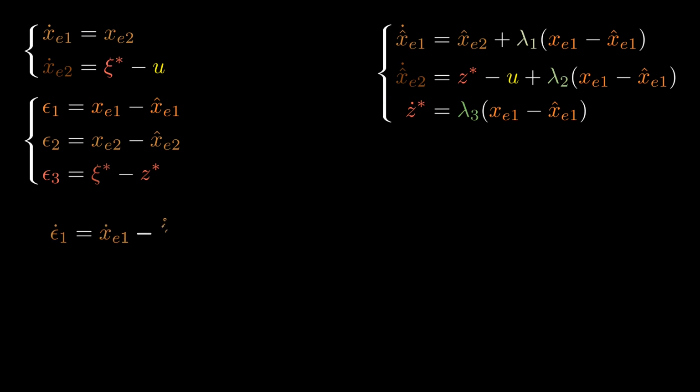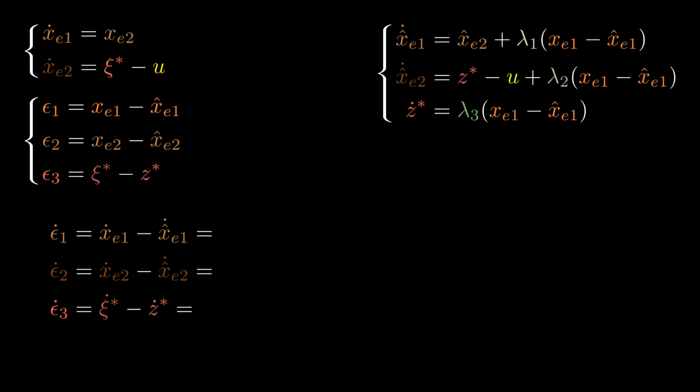How can we tell if epsilons will converge to 0? We can do it by analyzing the dynamics of the system in terms of estimation error variables. If the system is stable, the error variables will converge to 0. I assume you already know how to analyze the stability of a linear system and what the characteristic polynomial is.